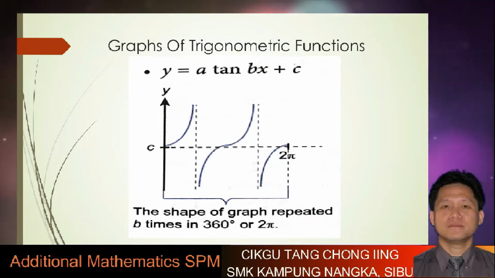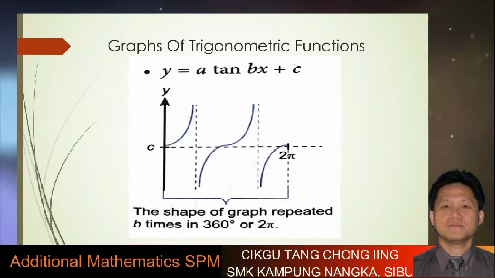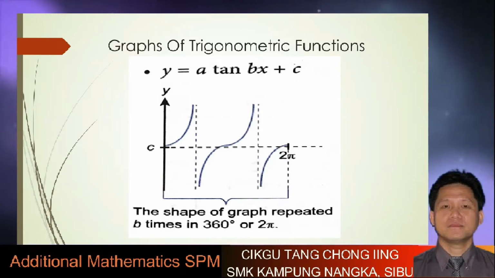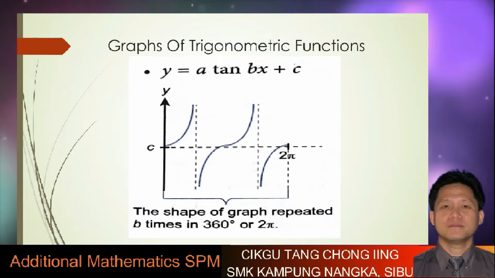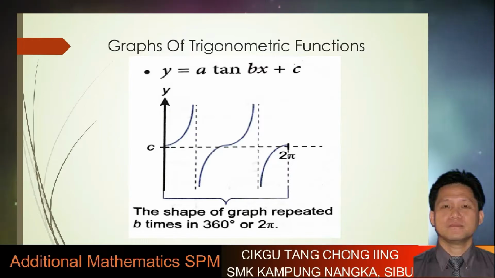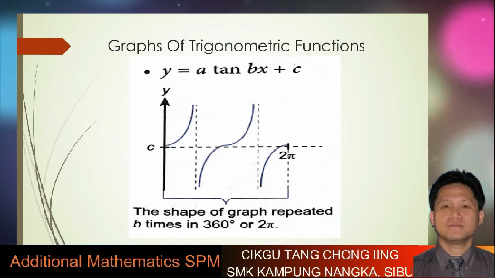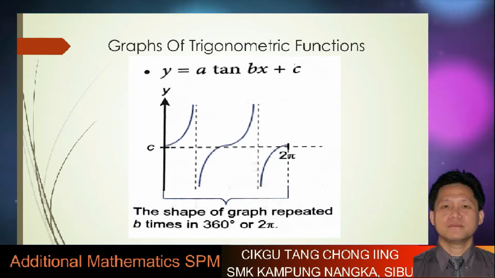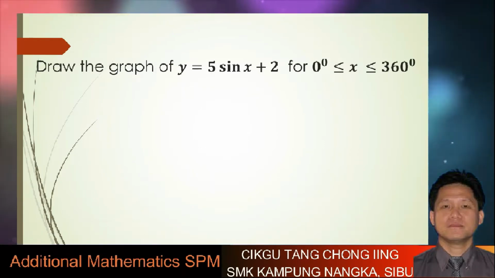And the changes in C are still the same. If you have, let's say, positive 3, then the whole graph will be shifted up by 3 units vertically. And if the C here is negative 3, then the whole graph will be shifted down 3 units vertically. Right? The same. Now let's look at this question.